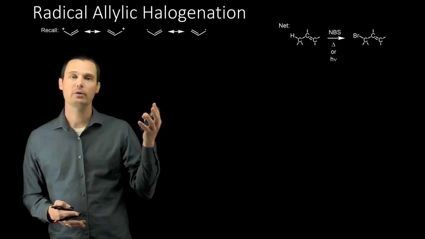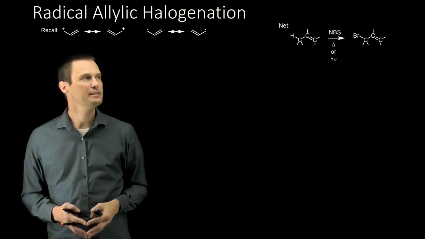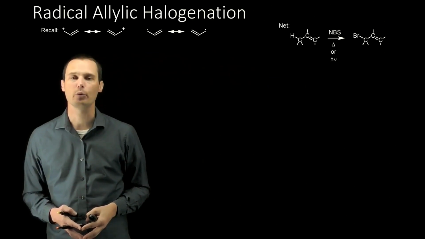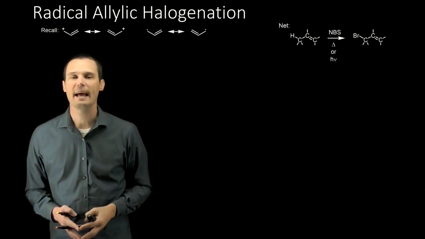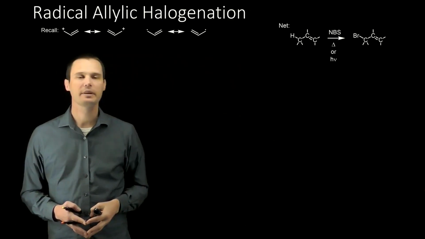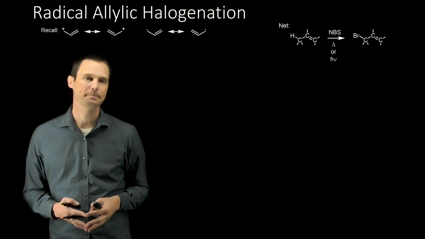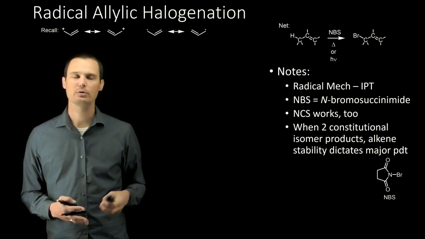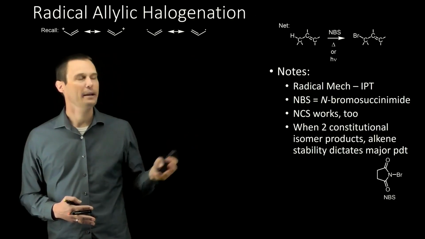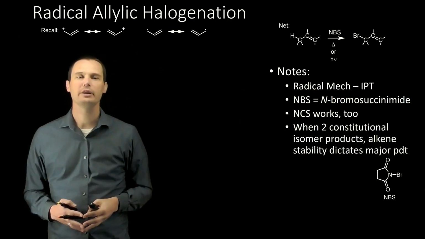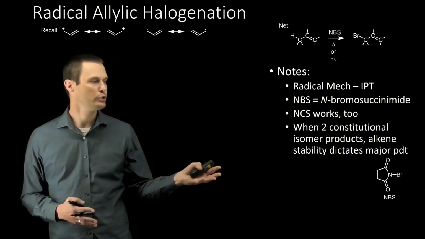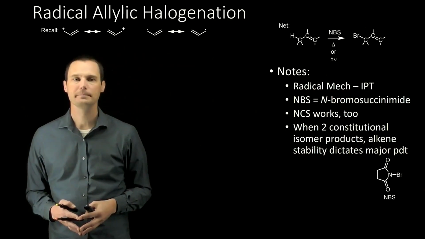So we call this the radical allylic halogenation because we are replacing that allylic hydrogen with a bromine. The reagents for this are a reagent that we abbreviate NBS, and we need light or heat energy to initiate this reaction. Let's take a look at some notes for this reaction. This is a radical mechanism, so it does go through our IPT mechanism. NBS is an abbreviation, stands for N-bromosuccinimide, and the structure of N-bromosuccinimide is shown here.